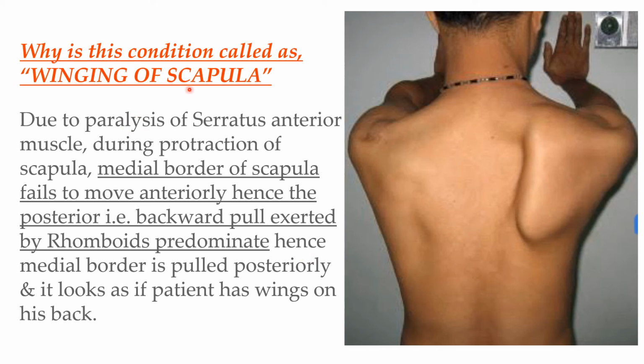So, winging of scapula, if we summarize, this condition arises because of injury to the long thoracic nerve. As a result, paralysis of serratus anterior muscle occurs, which normally keeps the medial border of scapula opposed to the thoracic wall. When the muscle gets paralyzed, this medial border is pulled backward posteriorly, and it appears that the patient has wings on his back, and hence the condition is known as winging of scapula.